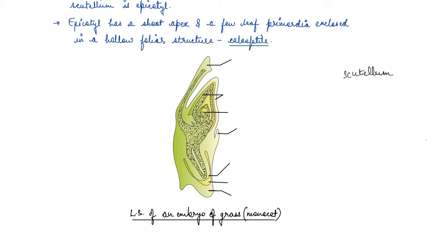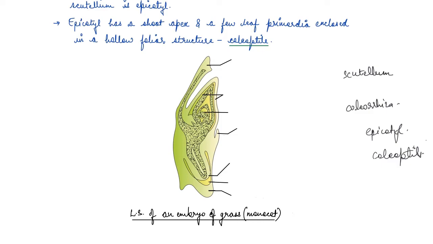Okay, so basically that is known as coleorhiza. Okay, now the portion of the embryonal axis above the level of attachment of scutellum is the epicotyl. And epicotyl has what? Basically, it has the shoot apex and a few leaf primordia. Okay, and that is enclosed in a hollow foliar structure which is known as coleoptile, right? So let's see the diagram of the embryo of a grass.